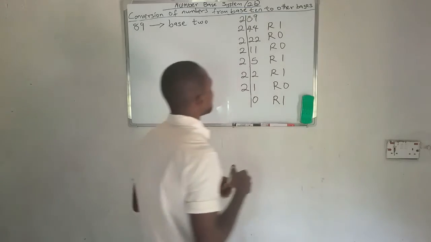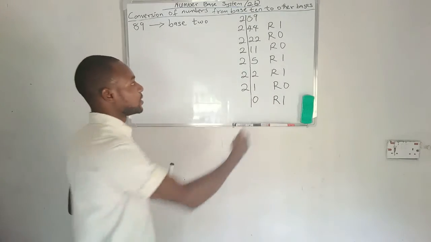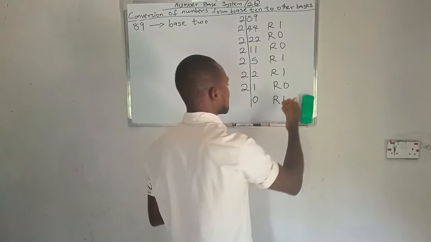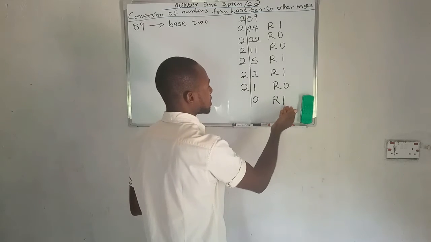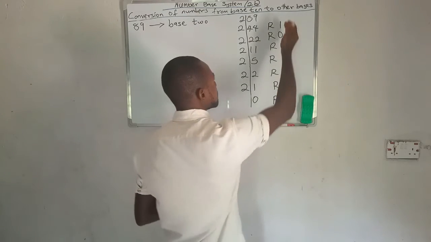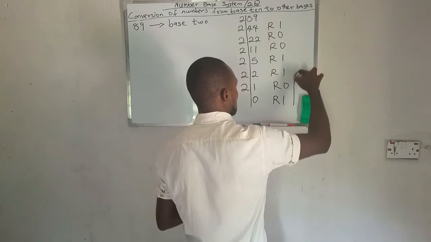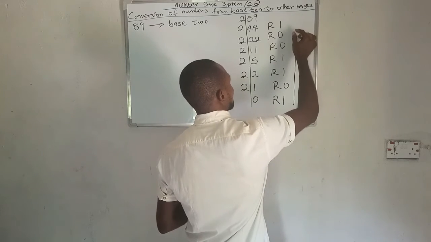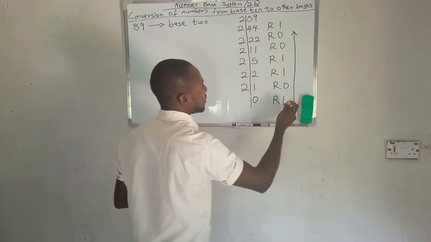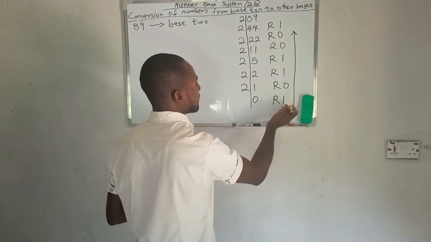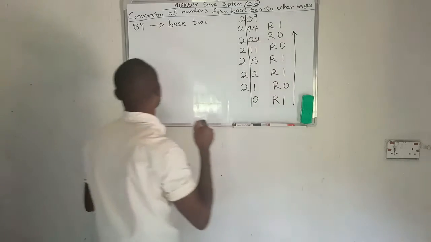So our result will be the remainders. We'll pick each number starting from the last number here to the one at the top. So we'll have something like this. Let's draw an arrow that will lead us. We'll be picking numbers from the one beneath to the one at the top.